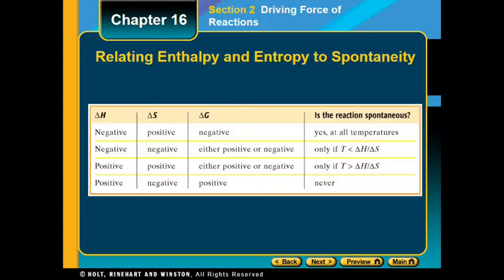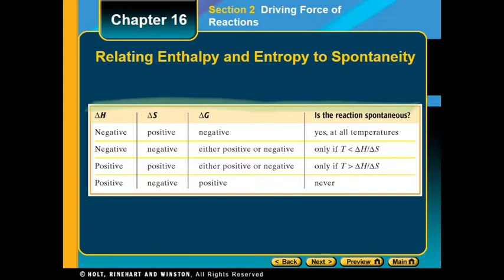Please write this chart in your notes too. It's going to give you your different values for delta S, delta H, delta G, and then tell you if the reaction is spontaneous or not. So just going through this, negative delta H and delta G with a positive delta S, it is spontaneous at all temperatures. If enthalpy and entropy are negative, delta G either way, it'll be spontaneous only if your temperature is less than delta H divided by delta S.